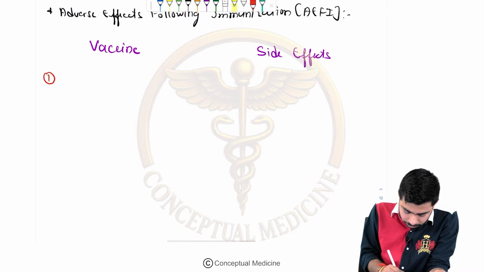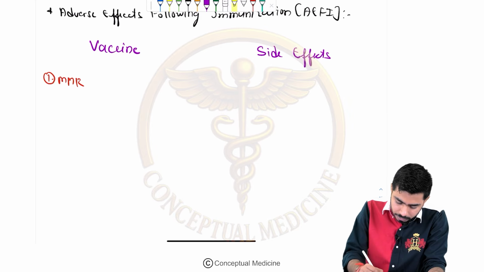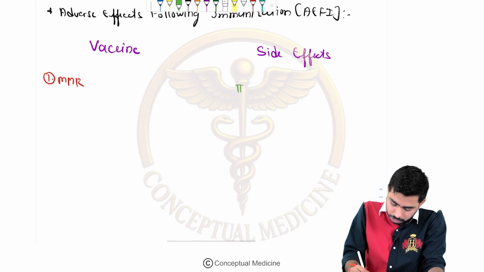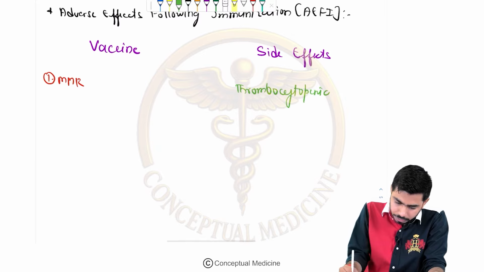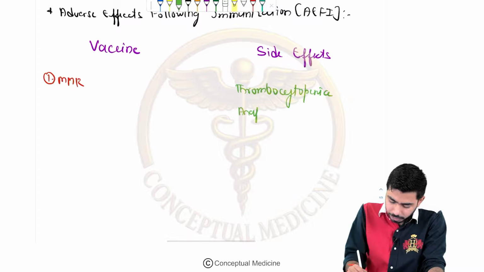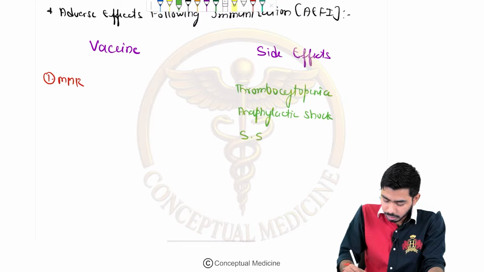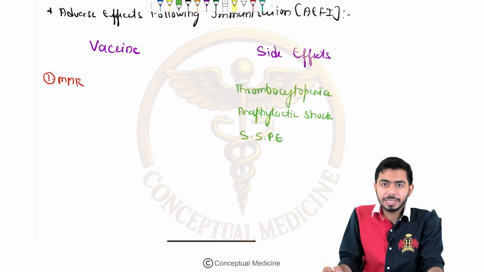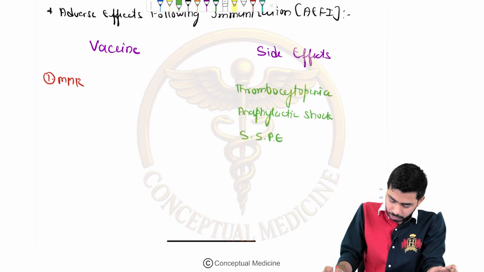In the very first place, let's talk about the MMR vaccine, measles, mumps, rubella vaccine. What could be the side effects? It might show thrombocytopenia in some patients. It might cause anaphylactic shock in some patients. Mainly the measles component might cause subacute sclerosing panencephalitis, SSPE. That can be the case over here.